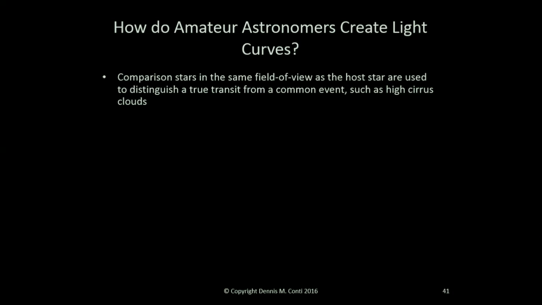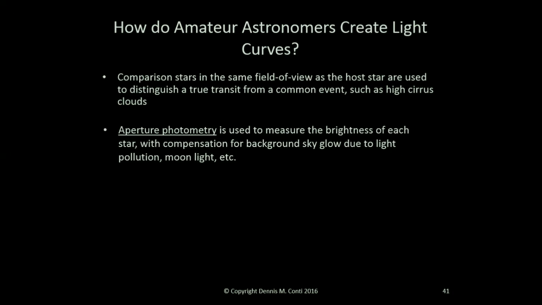So one might say, well, why don't we just measure the brightness of the host star? Well, if we're just measuring the brightness of the host star and we see a dip in the brightness of that star, we're not sure if it's due to a high passing cloud or if in fact it's due to an exoplanet transit. So what we do is we use comparison stars in the same field of view, measured at the same time as the host star, to be able to distinguish between, again, common events such as high clouds passing over, because theoretically a high cloud passing over is going to cause a dip in both the comparison star and the host star.